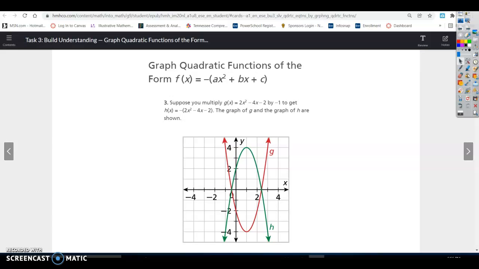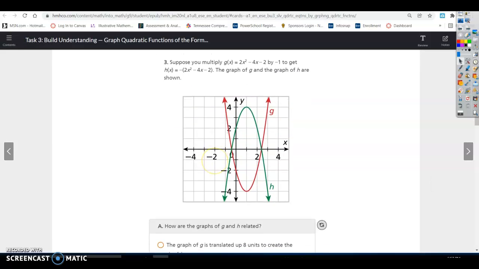Lesson 17.1, task 3. Graph quadratic functions of the form f of x equals negative, in parentheses, ax squared plus bx plus c. All right, so suppose you multiply g of x by negative 1 to get h of x. The graph of g and the graph of h are shown. All right, so you can see they took the exact same function and all they did was multiply it by negative 1. So you can notice what happens to the graph here. g of x is the one we used in the last task, and h of x is the one that we've multiplied by negative 1.